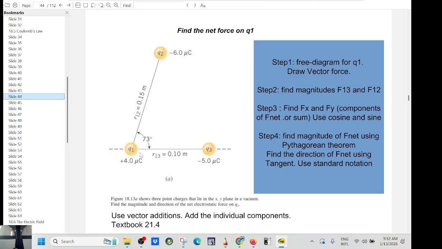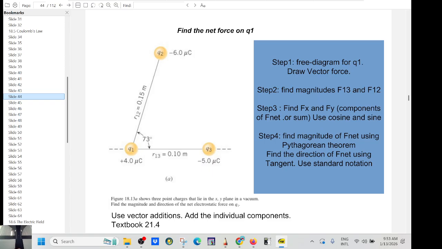So you can help each other. The first thing to do is to isolate what you are interested in. So you isolate Q1 and you say, okay, what's going on with it? What are the forces applied to Q1? And then you're going to find the magnitude of the forces using Coulomb's law. Only when we have found the magnitude, then we take care of the x component and y component using trigonometry.